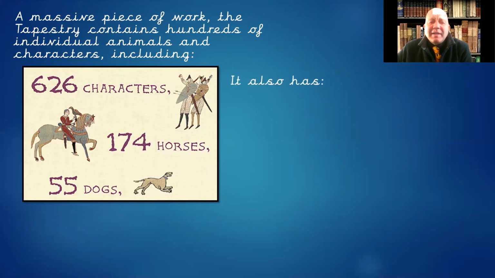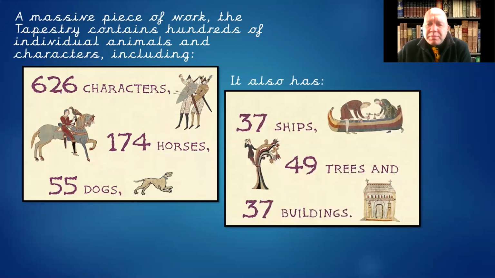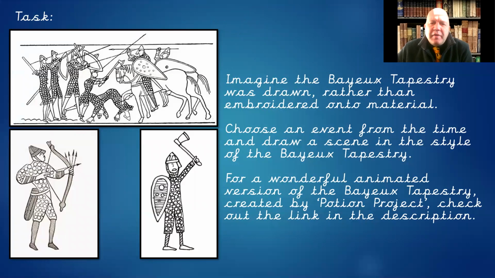It also has 37 ships that have been sewn, 49 trees, and 37 buildings. So you can see the amount of time and effort and work that's gone into this piece of art is quite incredible. But now we get on to your task. In fact, it's twofold. There are two bits to this task, but I really do hope you enjoy both of them.